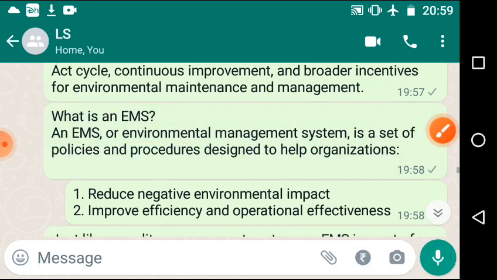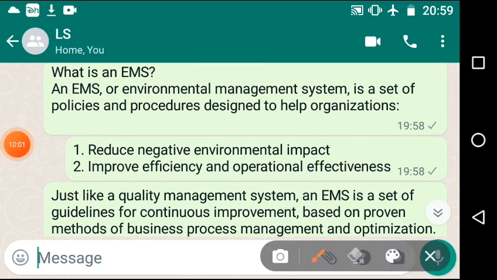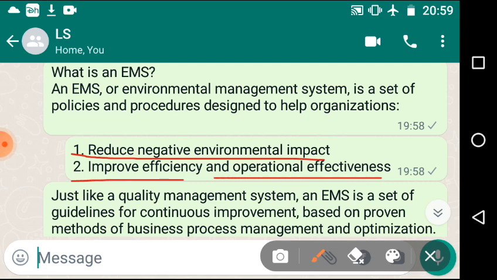In the same way, from a company point of view, some broader incentives are given to the company for environmental maintenance and management. Now the main thing is, what is EMS, what is an environmental management system?